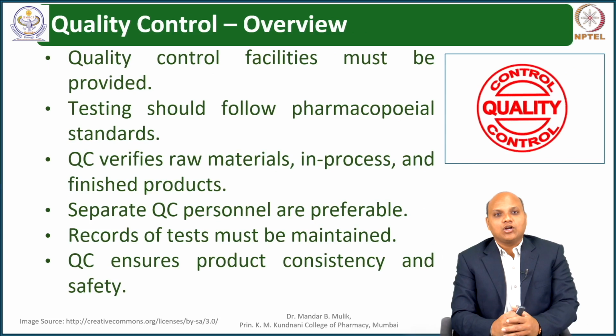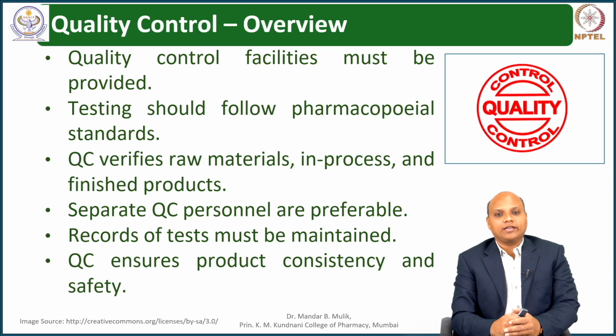Quality control. Quality control facilities must be provided inside the premises. Sometimes some of the facilities are outsourced. In that case, the address of the facility must be mentioned in the BMR and other documents. Testing should follow pharmacopoeia standards. If the pharmacopoeia standards are not available, then tailor-made standards and specifications can be obtained by experimental procedures.